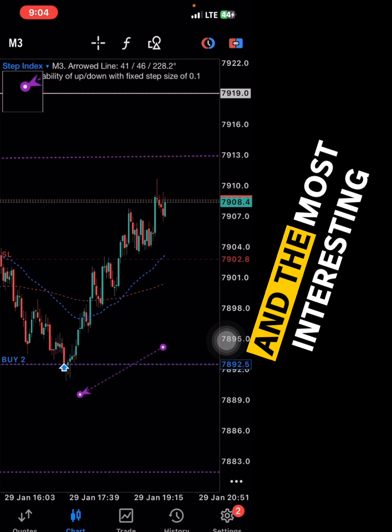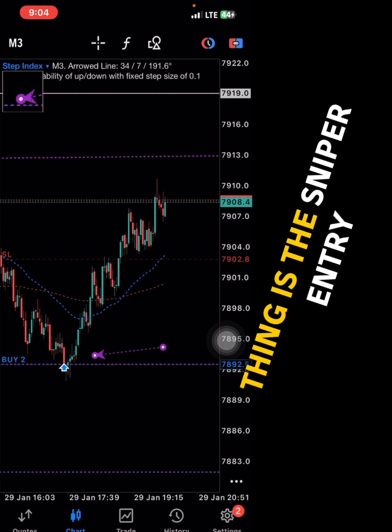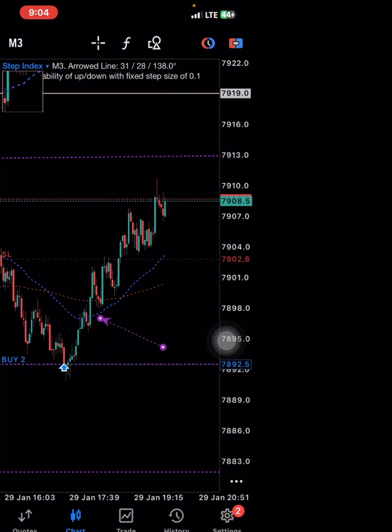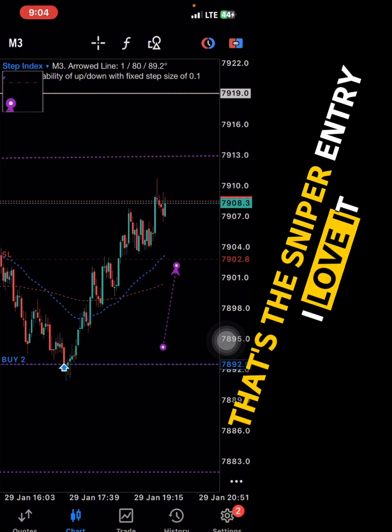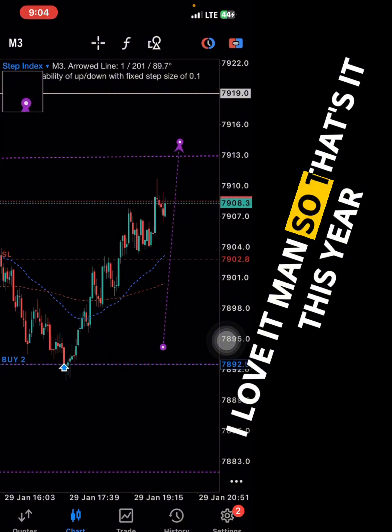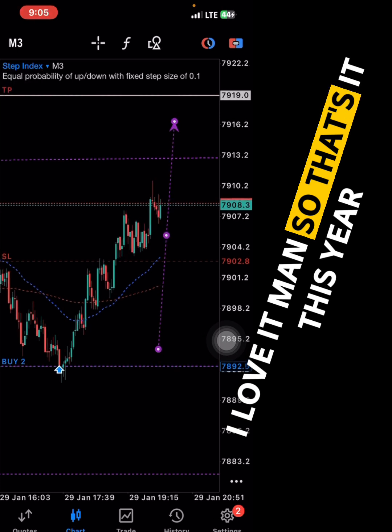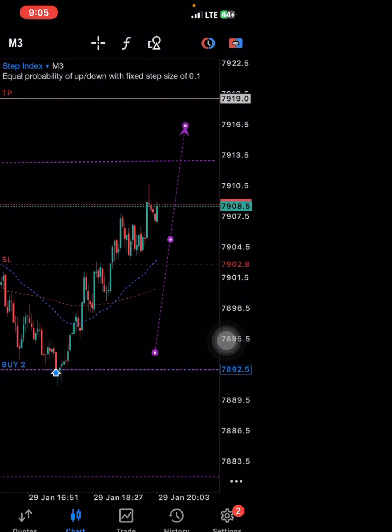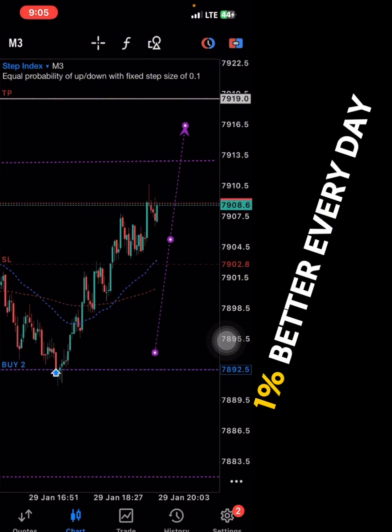And the most interesting thing is the sniper entry. Look at it. I just tapped here and pushed. That's a sniper entry. I love it, man. So that's it. This year we keep practicing and trying and getting better, 1% better every day.